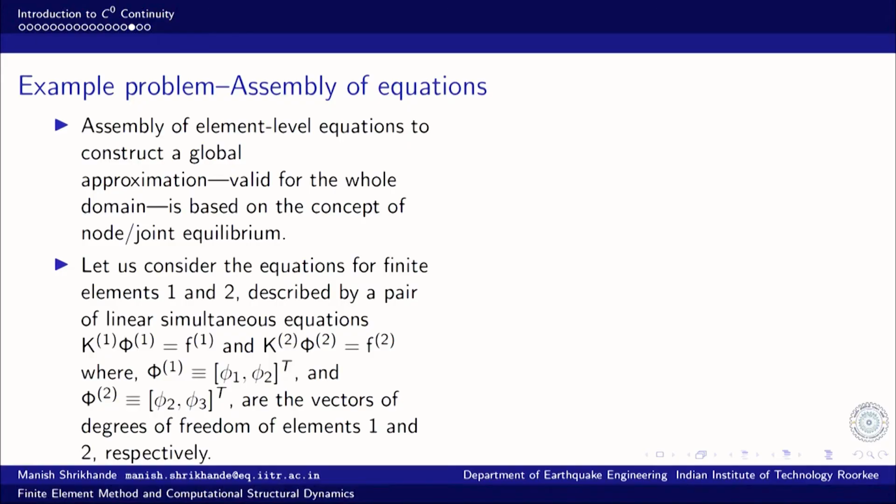So, as a demonstration of the process, we consider the assembly of element equations from element number 1 and element number 2. If we look at them, this is element 1, and it is defined by node 1 and node 2, and similarly element 2 is defined by node 2 and node 3.